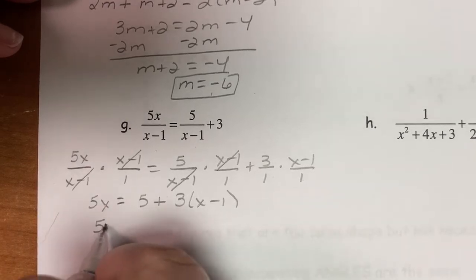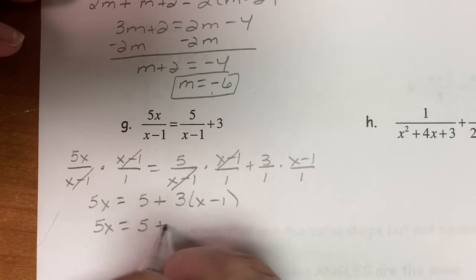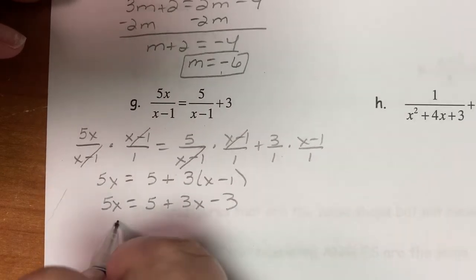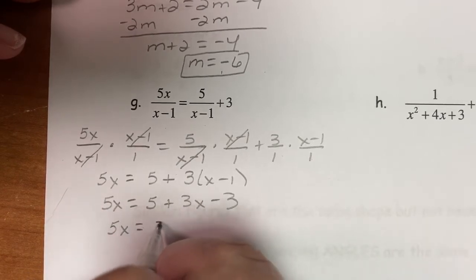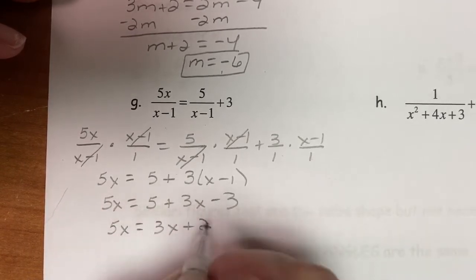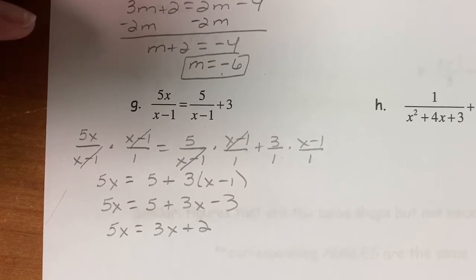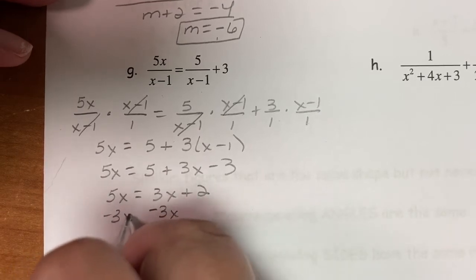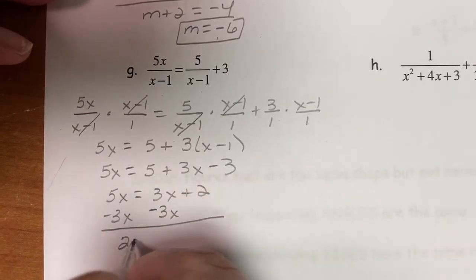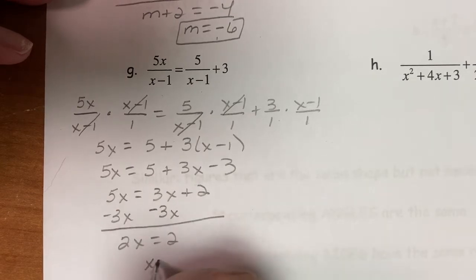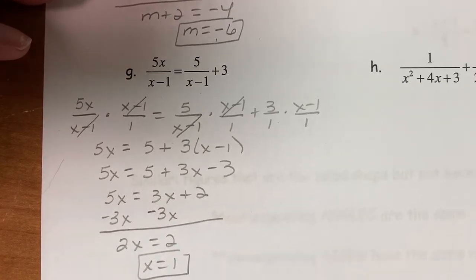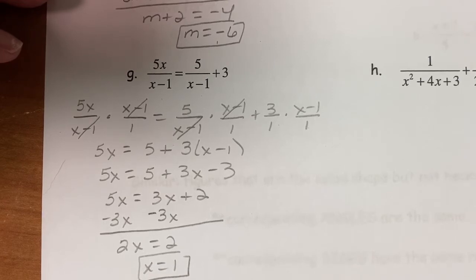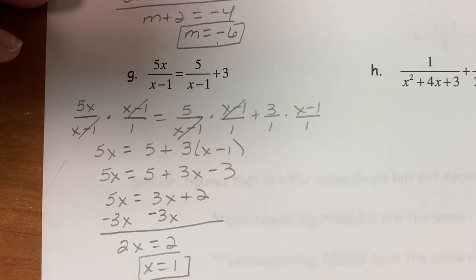So let's go ahead now that we've eliminated the fractions. We can go ahead and distribute 3x minus 3. Let's go ahead and combine like terms on the right-hand side. So that's going to give me 3x plus 2. And go ahead and finish solving. Go ahead, and I will as well. When you're done, compare, see if we have the same answer.